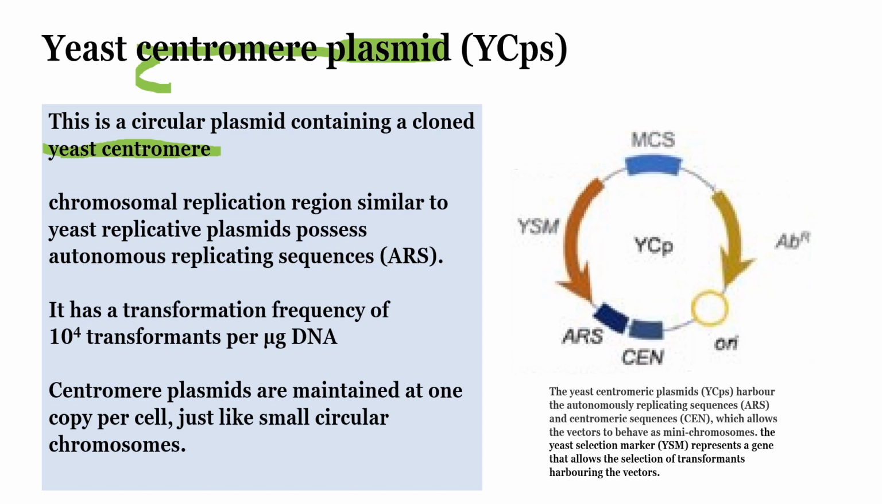Okay, now chromosomal replication region is similar to yeast replicative plasmid, that is, it contains autonomous replicating sequence. It has a transformation frequency similar to the other plasmid. Okay, and the centromere plasmids are maintained at 1 copy per cell, just like small circular chromosomes. So they do not have more copies. So let us just see this yeast centromeric plasmid here. It has autonomous replicating sequence, it has centromere, and let me just use this pointer. It has centromere, origin of replication, ampicillin resistance gene, okay, and it has a yeast selectable marker over here. This yeast selectable marker can be any gene, any metabolic gene from yeast.